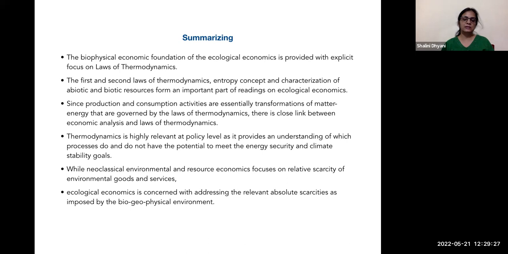We also talked about two important neoclassical economists and their concepts on environmental and resource economics, with a clear focus on how to understand relative scarcity of environmental goods and services. And we also talked about ecological economics, which is concerned with addressing the relevant absolute scarcities as imposed by the diverse biogeochemical physical environment and different biogeochemical cycles.